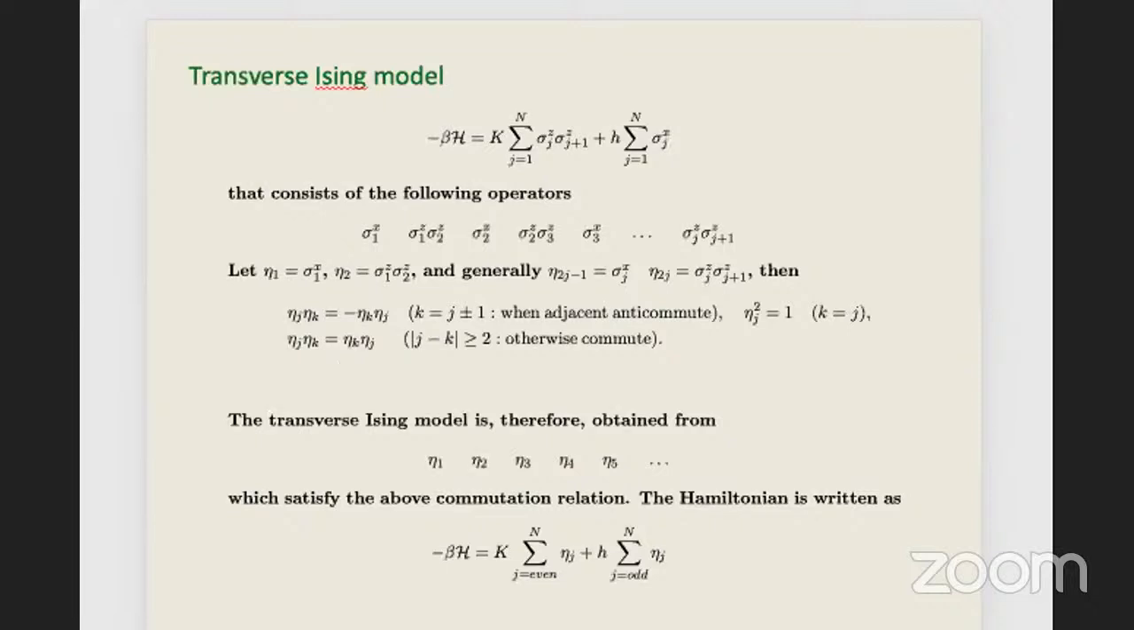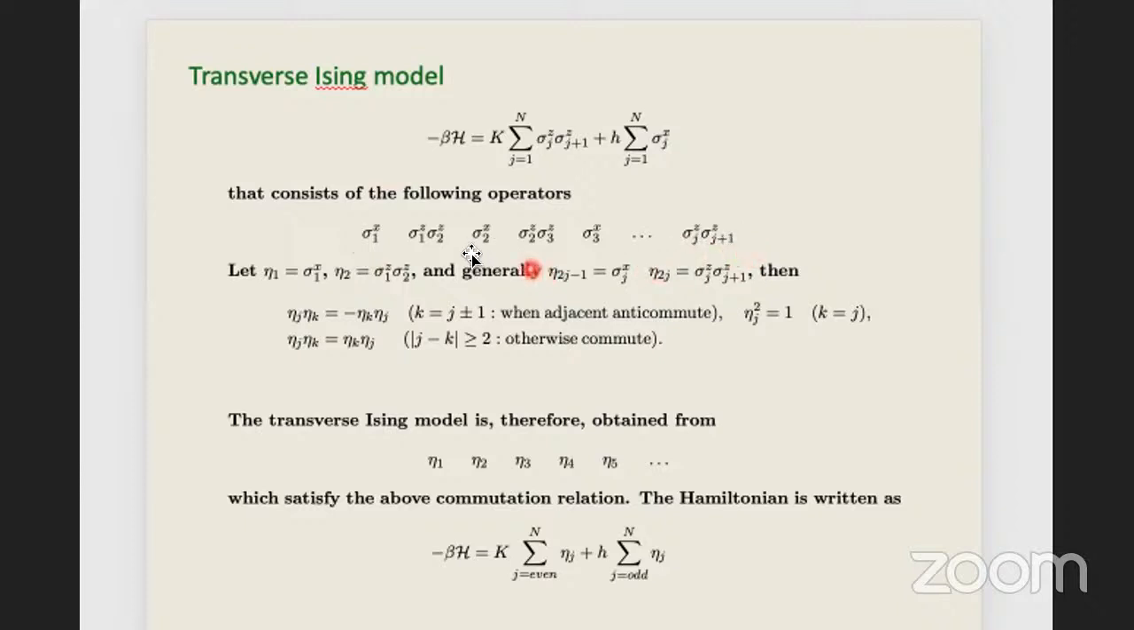So let us consider an example. This is the transverse Ising model. I found this new formula when I tried to find a new way to solve this basic model. This is the Hamiltonian of the transverse Ising chain, and this is the Ising interaction, and this is the transverse field term. And we consider the series of operators here. They are the local Hamiltonian. The Hamiltonian is composed of these operators.